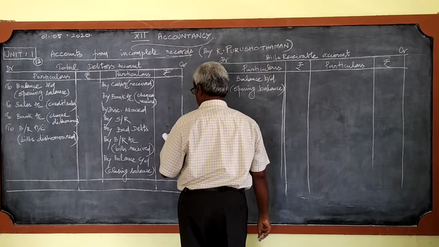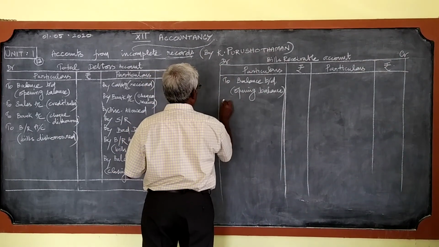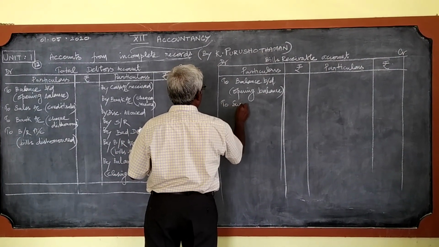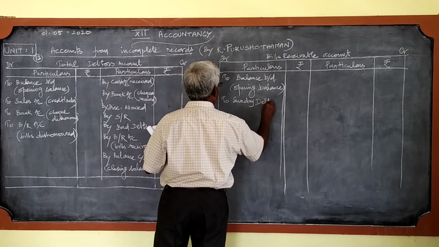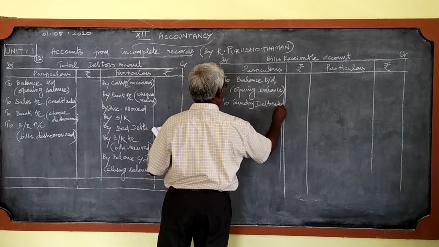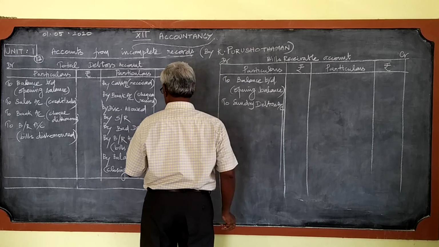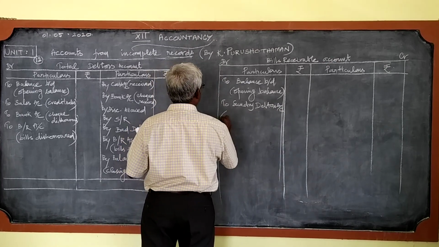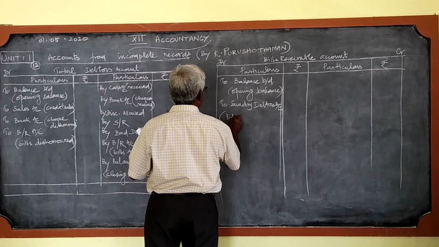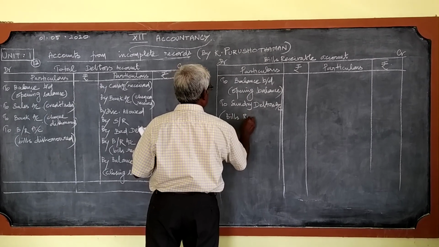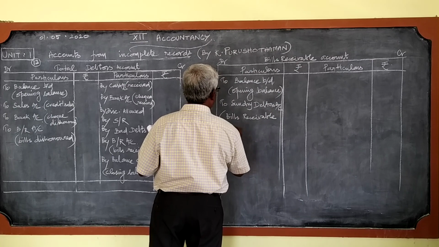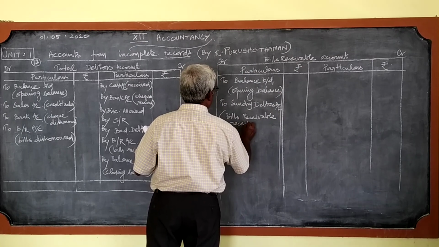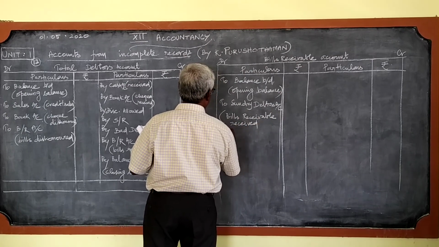And the next item is to sundry debtors account. This is bills receivable received during the year.